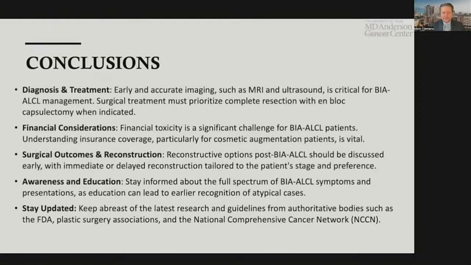Stay updated. As you can see, so much of this research is brand new and it's constantly changing. And so recheck in on the latest research and guidelines, either through conferences like you're seeing here, through authoritative bodies like the FDA, or your local authority bodies for your respective countries, as well as checking in with your plastic surgery associations, and the standard for diagnosis and treatment worldwide, the National Comprehensive Cancer Network, which we really appreciate as partners, updating their information annually.